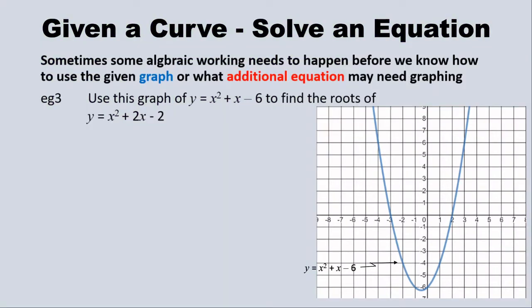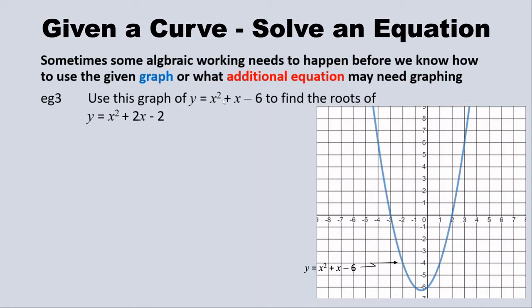Taking this one step further, sometimes we need to do some algebraic working before we know how to use the graph or what additional equations we might need to graph. So for example, 3. Again, we've already got the graph of the curve y equals x squared plus x minus 6, but we're trying to find the roots of y equals x squared plus 2x minus 2. Always look carefully at the question. Notice that that is not the same equation.